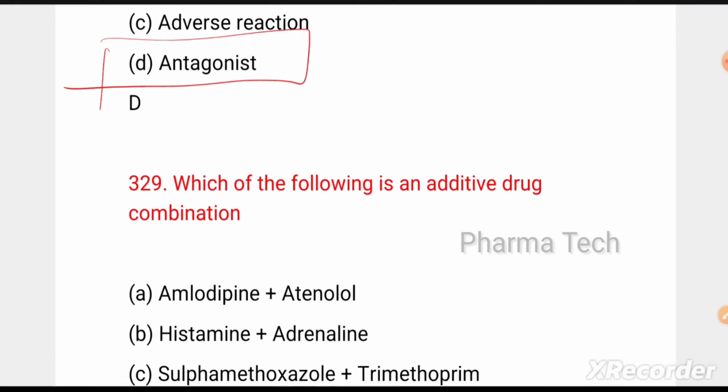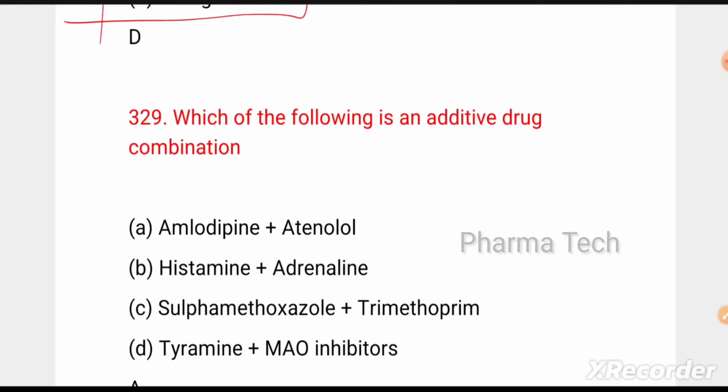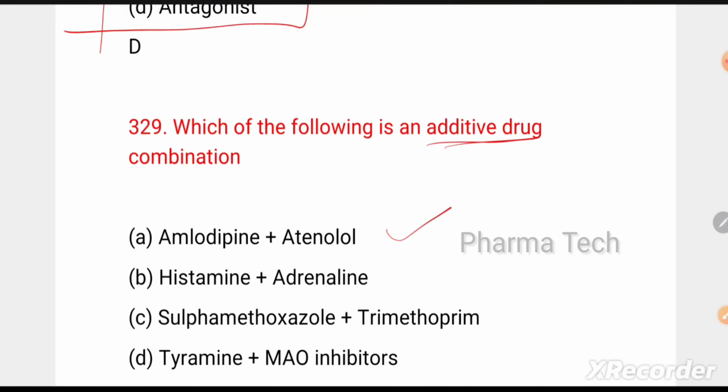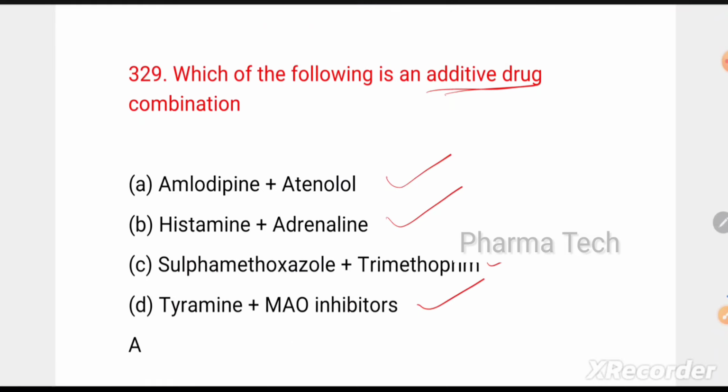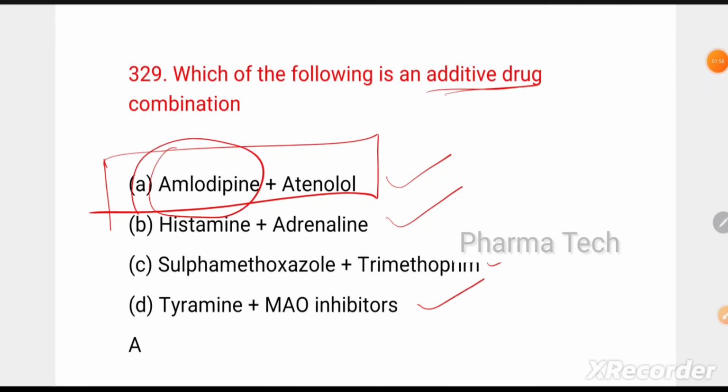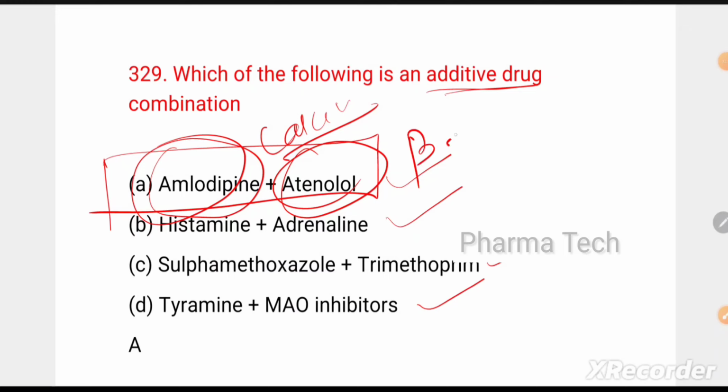Next question: which of the following is an additive drug combination? Options are amlodipine and atenolol, histamine and adenylene, sulfamethoxazole and trimethoprim, tyramine and MAO inhibitors. Answer is A, amlodipine and atenolol. Amlodipine is a calcium channel blocker and atenolol is a beta blocker.